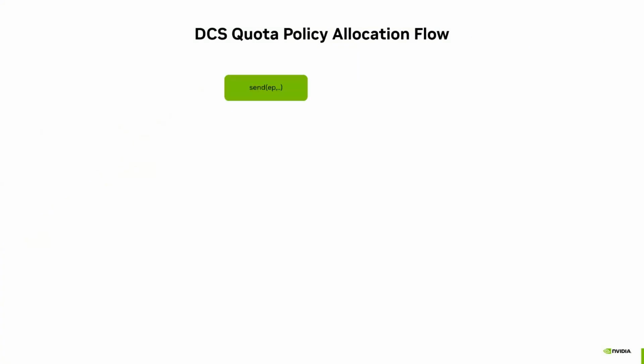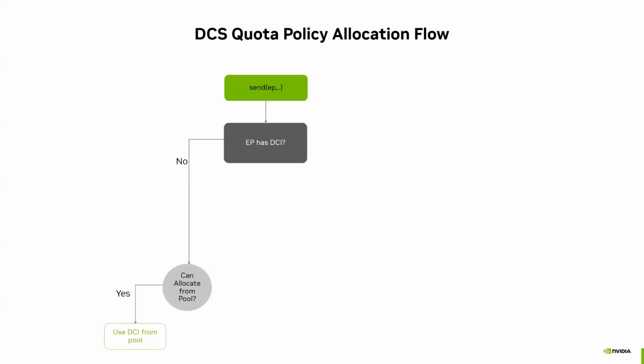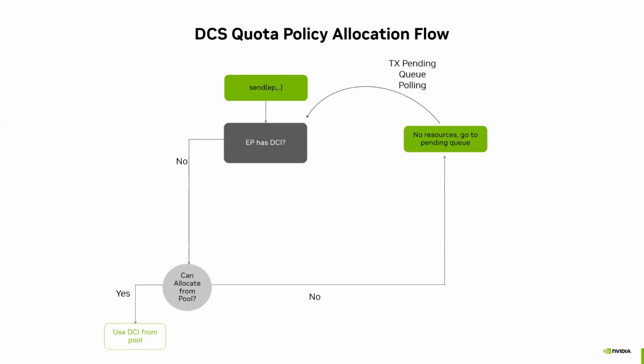more deeply, we have some send requests for some EP. First thing to ask is whether that EP already has a DCI assigned. If it doesn't have one, we're asking if we can allocate one from the pool. If it can allocate from the pool, everything is great, you're using the one from the pool. Otherwise, you're going to some pending state where you wait until some DCI is released and you can use it.